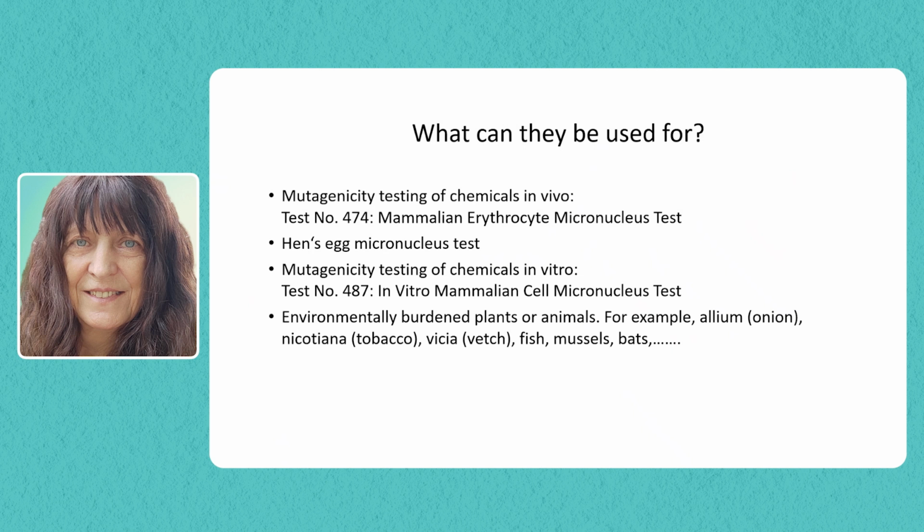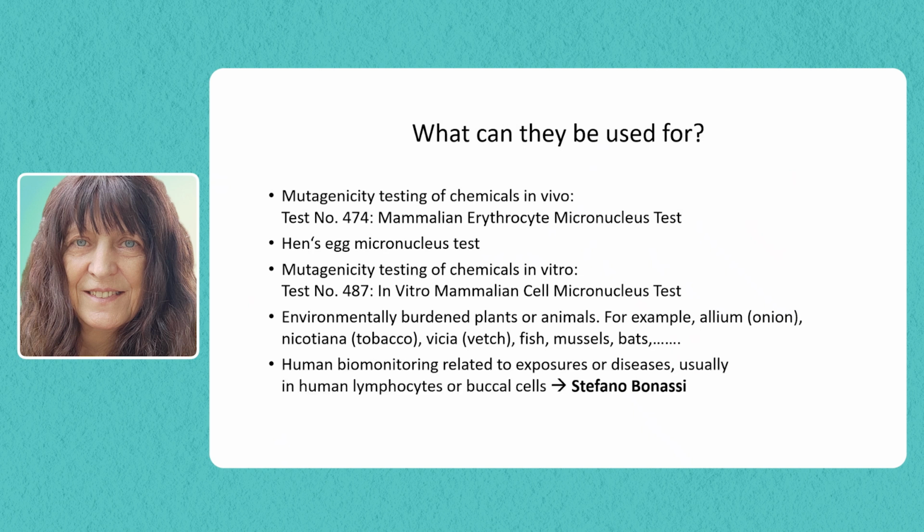And then you can use the micronucleus test for looking at environmental pollution. For example, you can assess cells of environmentally burdened plants or animals of different kinds, and I have some examples later. And also you can do human biomonitoring related to exposures or diseases. You can do it in, for example, human lymphocytes or in buccal cells, or you can use some other cells. And this is Stefano's topic afterwards.